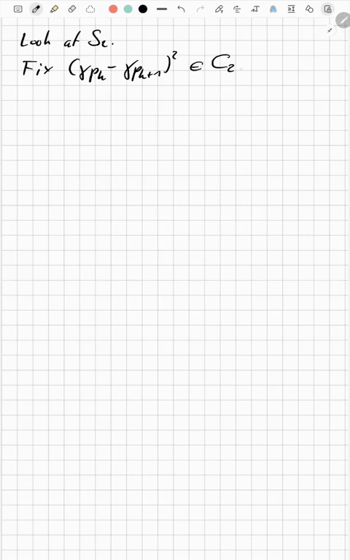But it's not only S1, it's also S2. So next up we look at S2. We will fix a summand (γ_pk − γ_pk+1)² from the set C2, which contains those summands such that pk and pk+1 don't belong to the same block.